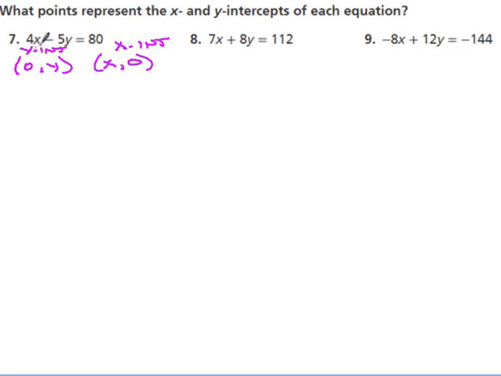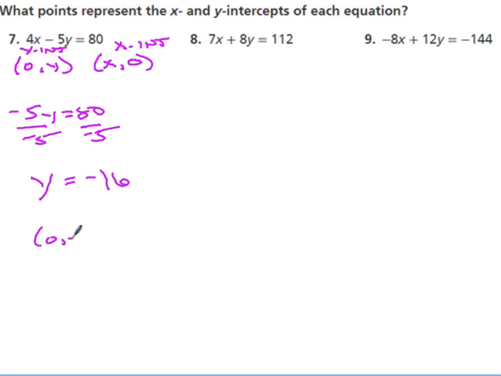So when I plug in 0 for x, this goes away. I have negative 5y equals 80. So I can just divide by negative 5. And that's going to give me negative 16. So the y-intercept is (0, -16). This is the full point. So make sure if you're asked for a coordinate or an ordered pair for the y-intercept, you write out the whole ordered pair. Don't just tell me y equals negative 16.